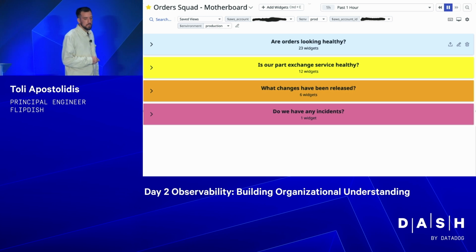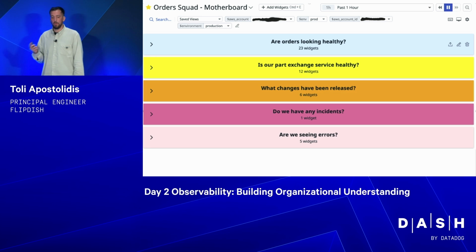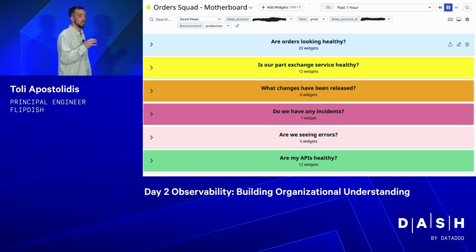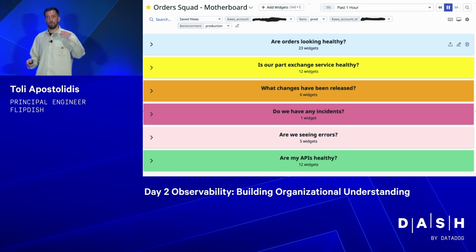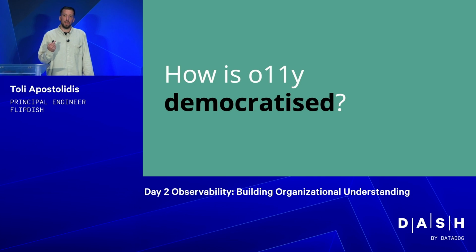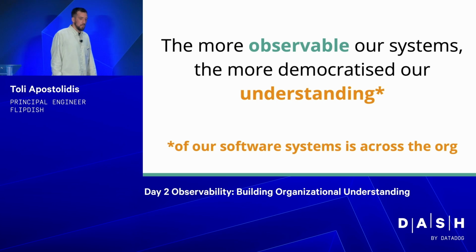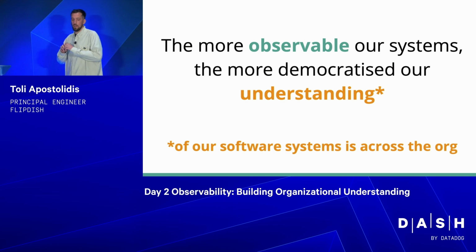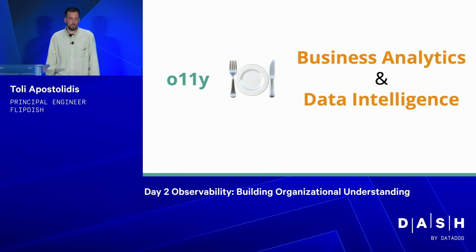What changes have we released? Do we have any incidents? Are we seeing errors? And only towards the end, you get, are my APIs healthy? So more infrastructure level questions. At the start, you have all the business level questions. So I started saying that observability is democratized. I started with this thesis: the more observable our systems, the more democratized our understanding of our software systems across the organization.